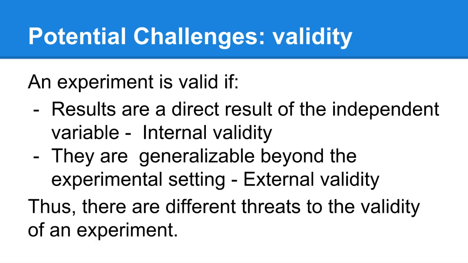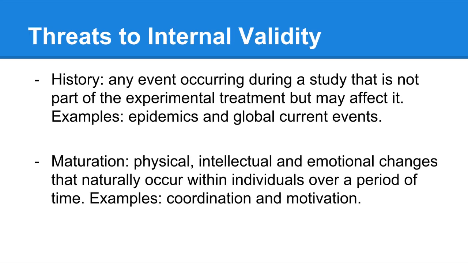So talking about validity. An experiment is valid if the results are a direct result of the independent variable, which means we are talking about the internal validity, and if they are generalizable beyond the experimental setting, which we are talking about the external validity. So there are different threats to this validity, and we are going to talk about them now. So threats to internal validity.